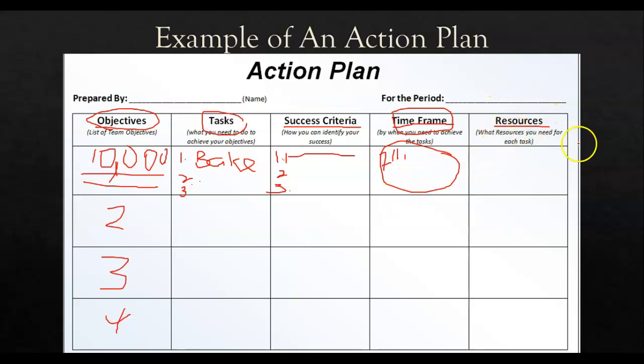Okay, what resources do you have at your disposal? So you have your team. What else? You have your van. What else? You have a Facebook page, and so on and so forth. So you are going to write down the things that you are going to need in order to be able to perform the task. Okay, so this is an example of an action plan.